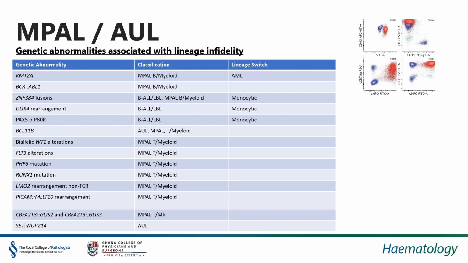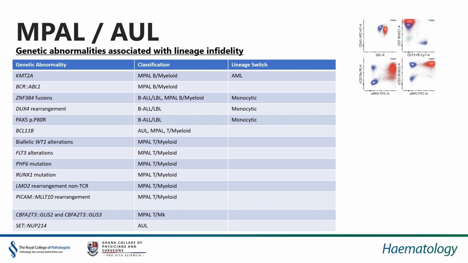So this is just a table format showing these classifications where we can see these phenomena of lineage switch, where in cases of KMT2A, we've seen MPALs with B myeloid, we've seen a lineage switch to AML. So this phenomenon suggests that these leukemias contain progenitors with lineage plasticity and may be biologically related to MPAL, but in fact these entities have been observed present de novo, such as MPAL at times.